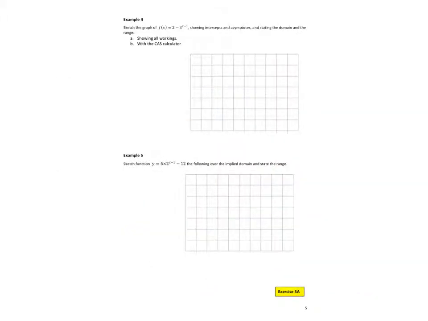All right, first things first, shovel workings. I won't do the CAS calculator stuff. Sketch the graph showing intercepts and asymptotes, state the domain and range. So again, the 2 is going to move it up. We're going to get a reflection. So what if I just put my horizontal axis a bit lower, since everything gets moved up. X-intercept, y-intercept.